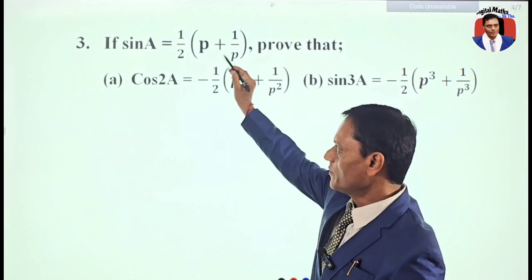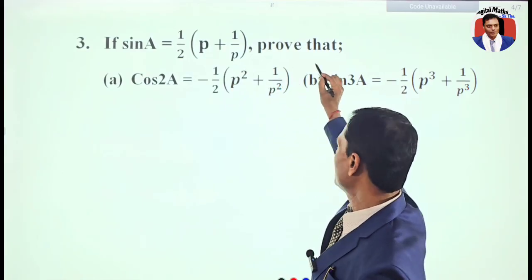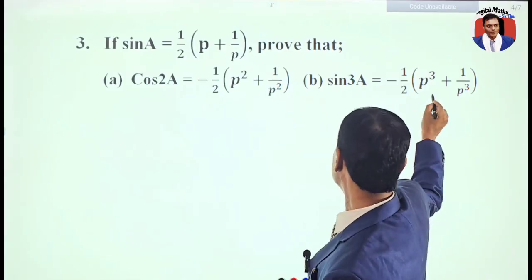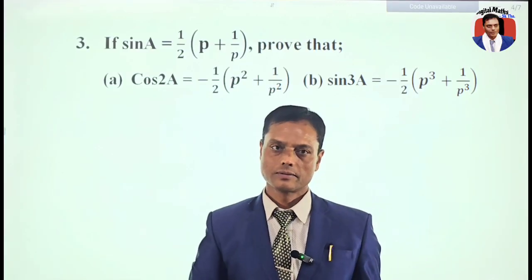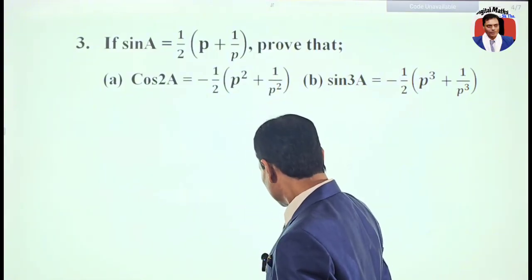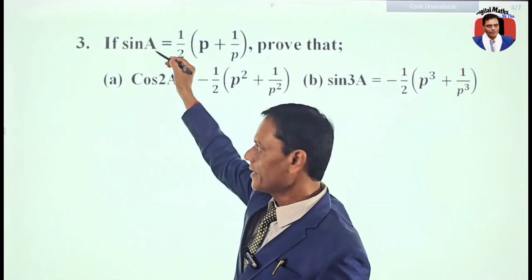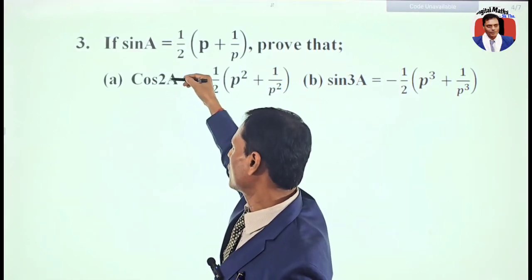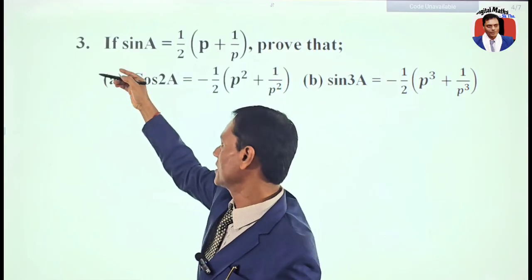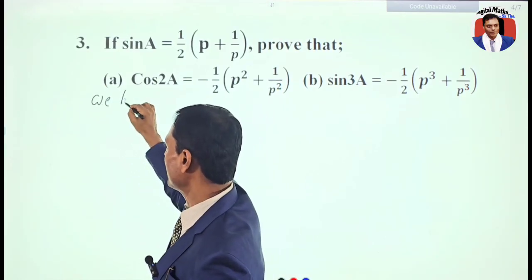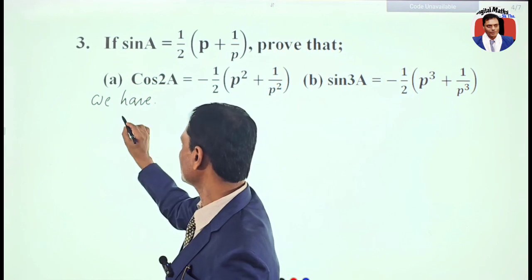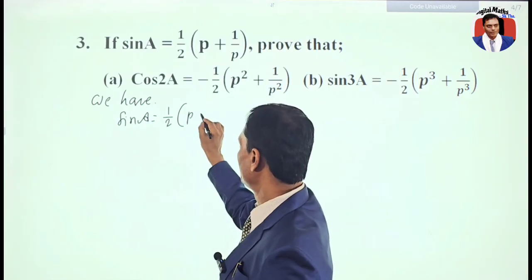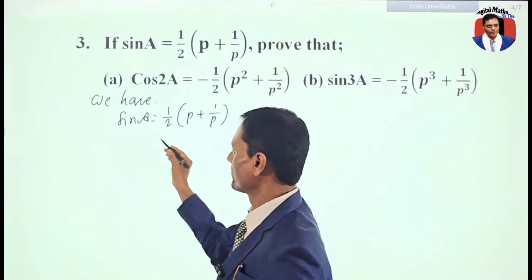The third question is: if sin A equals 1 by 2 times p plus 1 by p, prove that cos 2A equals minus 1 by 2 times p square plus 1 by p square, and sin 3A equals minus 1 by 2 times pq plus 1 by pq. To do this question, sin A is given, and cos 2A equals something that we have to prove. So we have to write the formula of cos 2A in terms of sin. First of all, we have sin A equals 1 by 2 times p plus 1 by p.